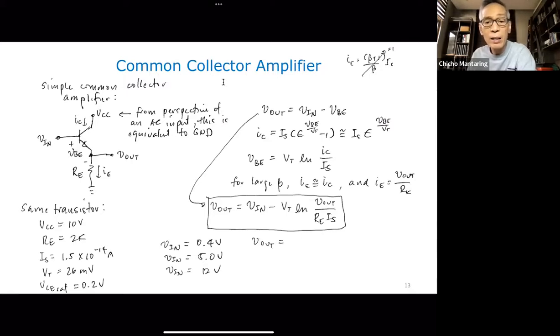Is that right? No, we're determining V out, no? V out. In other words, you use this particular equation to determine V out for a given value of V in.